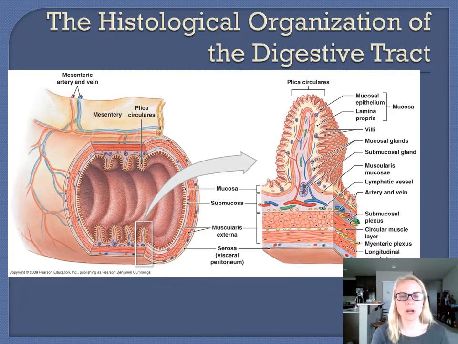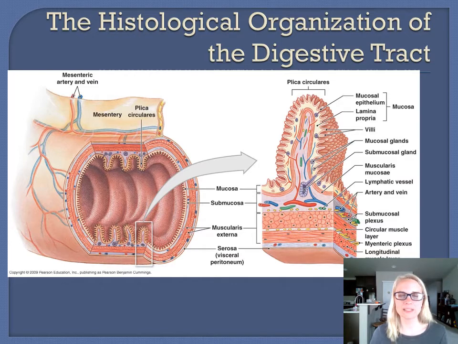So on this slide, I'm going to talk about the histological organization of the digestive tract, which is also known as the alimentary canal or the gastrointestinal or GI tract. So lots of different names referring to basically the continuous tube from mouth to anus.